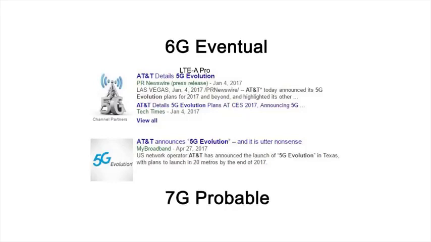Also, as a side note, before we continue, be cautious of deceptive advertising, like AT&T branding LTE Pro as 5G evolution. They might as well call it 6G eventual or 7G probable, because they mean the same thing and are using the title to lure customers in.